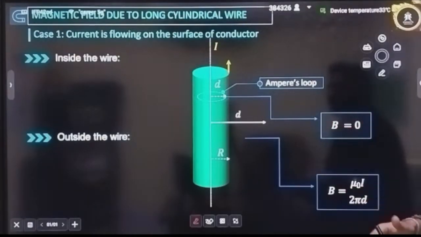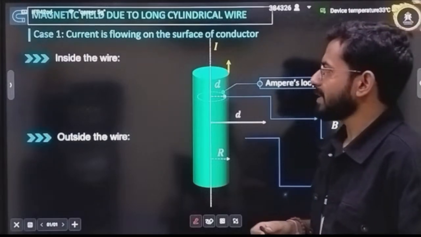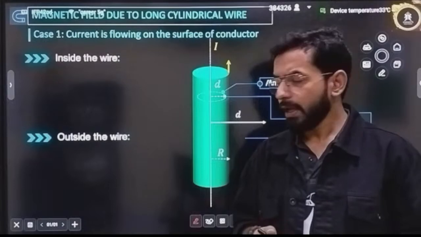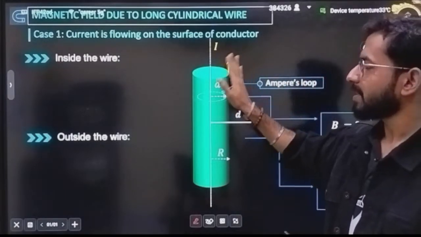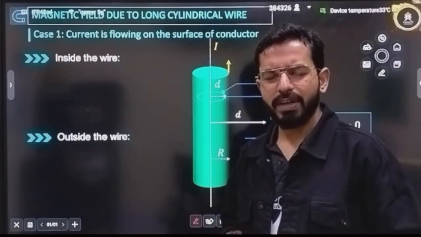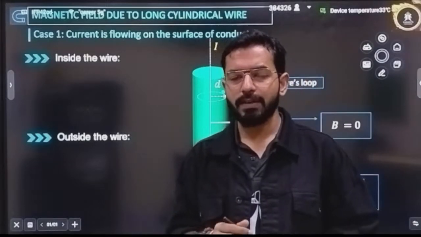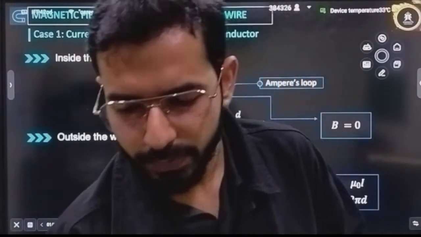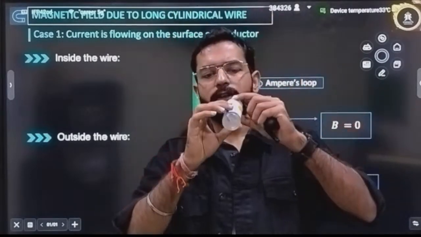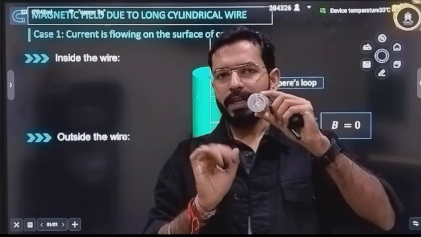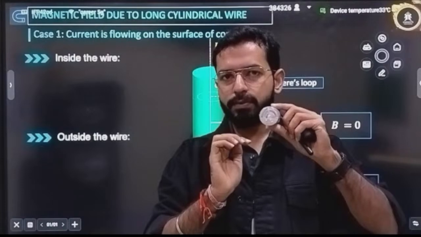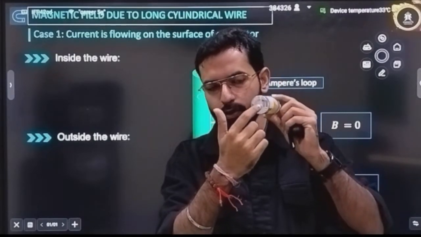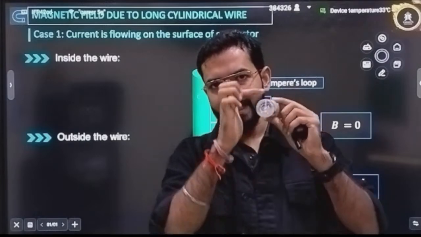Now this is the next thing. Current is flowing on the surface. There is a cylindrical kind of wire this time. The thickness is a little bit more, but the current is flowing only on the surface of the conductor. Is it clear what it means that current flows only on the surface? Let's suppose this bottle is a cylindrical wire, and the condition given here is that current flows only through the surface, not from the middle portion. Current passes only through the edges.